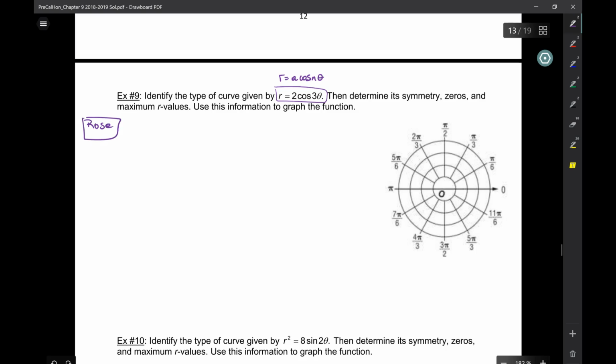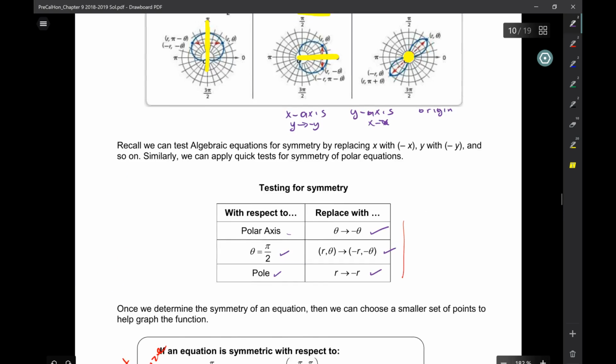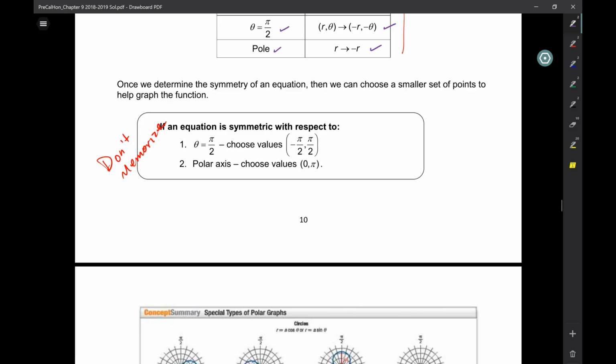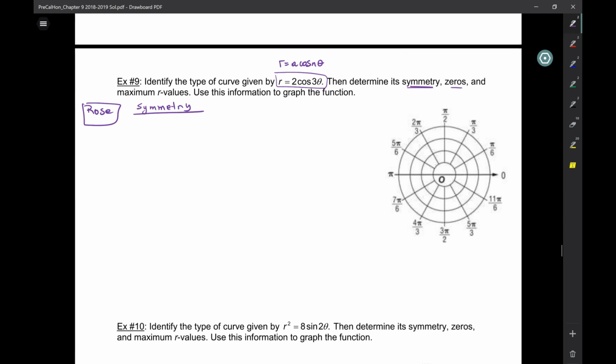Okay, so let's talk about symmetry. We're going to go to that chart here. We're going to check polar axis, theta equals pi over 2, and pole. So for polar axis, we switch theta with negative theta. So let's see if we're going to get the same function. R equals 2 cosine 3 negative theta, right? That means R equals 2 cosine negative 3 theta. What's cosine of negative theta? No, it's positive. It was the even odd from chapter 5.